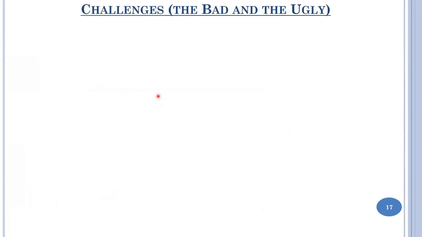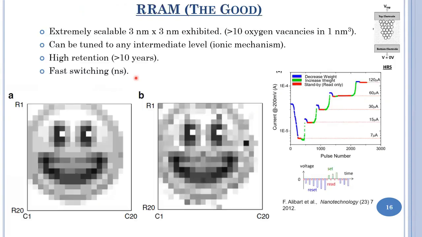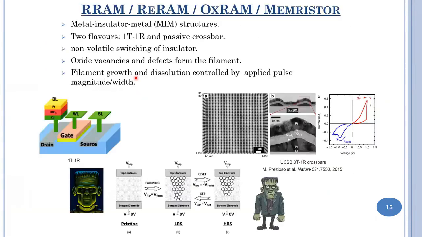Now let us talk about the challenges with these RRAM devices. There is a large variation in the set and reset threshold voltage. I told you that during the set process, the vacancies come here and the conduction filament connects your top electrode to your bottom electrode. In the reset process, some of these vacancies are pushed towards your top electrode, you uncover an insulator, and your resistance increases.